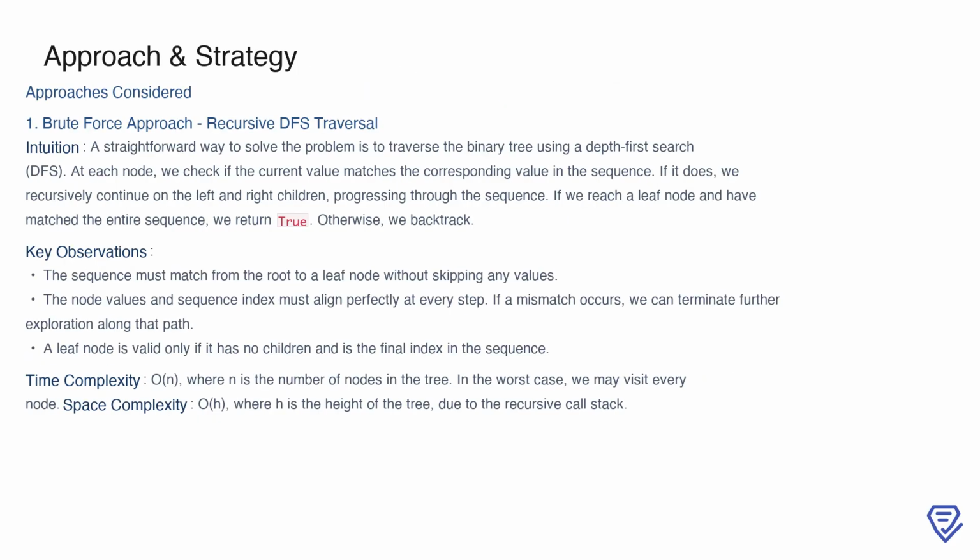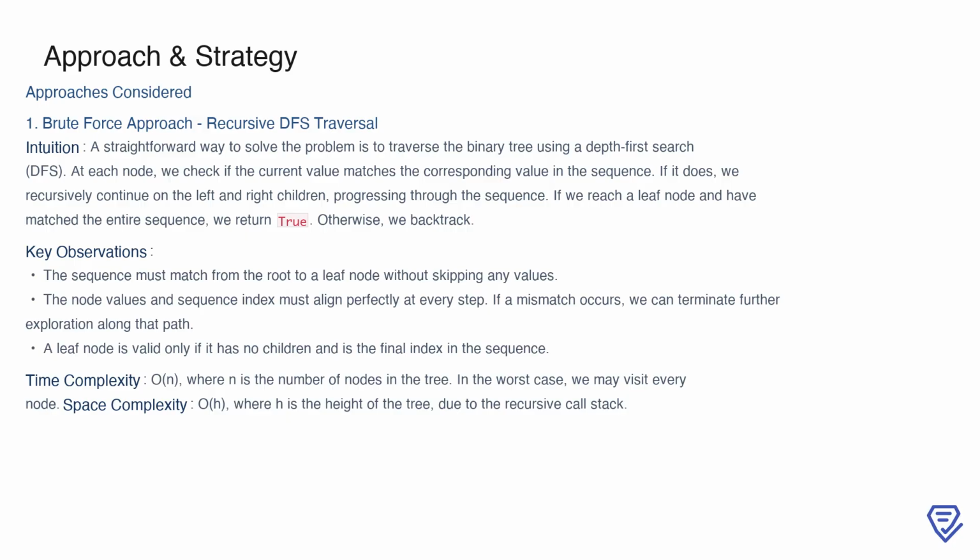To solve the problem of checking if a sequence is a valid path from the root to a leaf in a binary tree, one approach is to use a recursive depth-first search, or DFS. The intuition behind this method is straightforward. We start at the root node and traverse down the tree, matching the sequence values step by step. At each node, we check if its value matches the current sequence index.